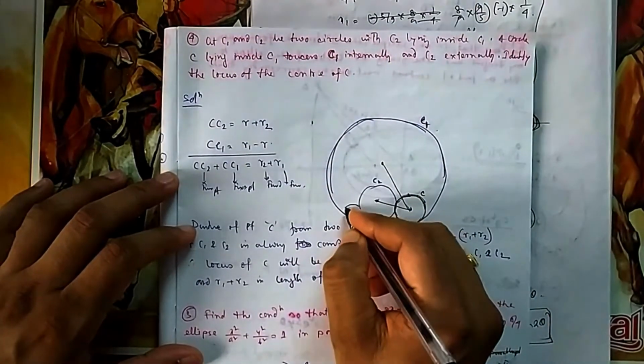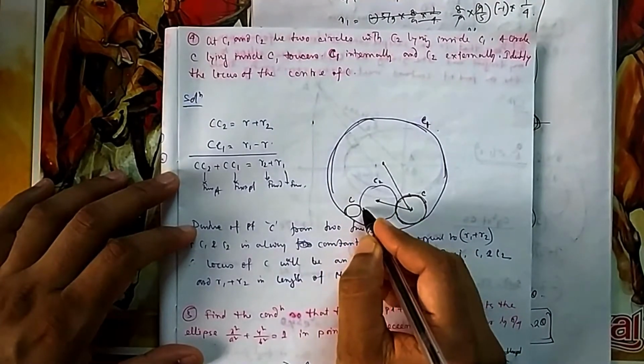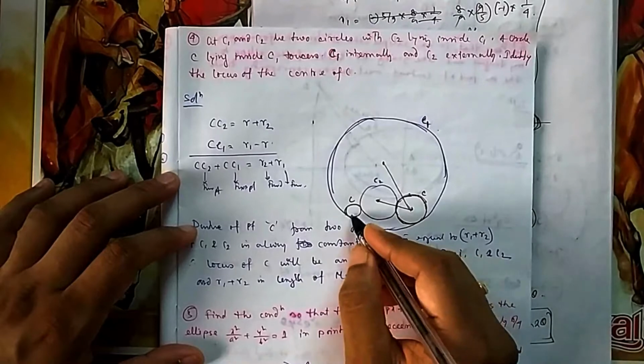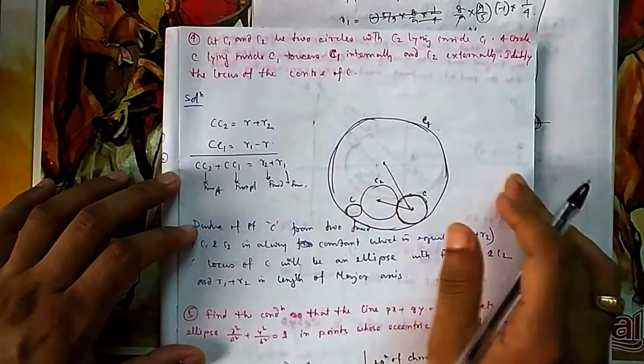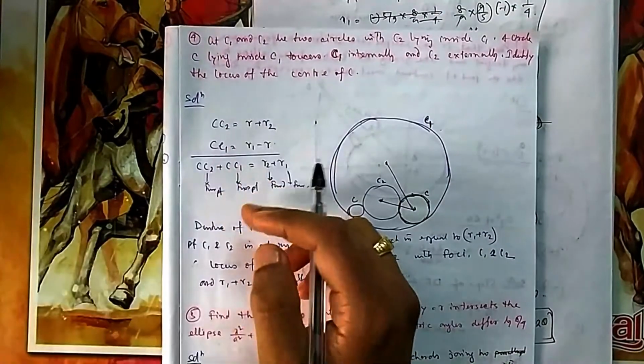So there may be other circles. This circle also, C, touches C1 internally but C2 externally. It should be outside C2 but inside C1. It touches inside C1. What's the locus of C? Now for touching internal and external, we have already done so many theories in circles.